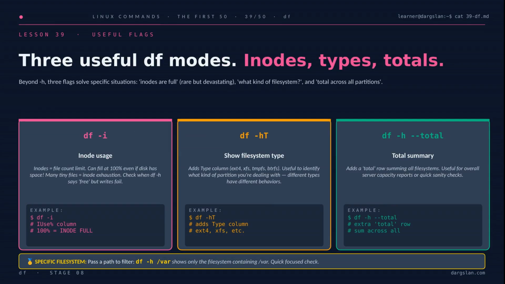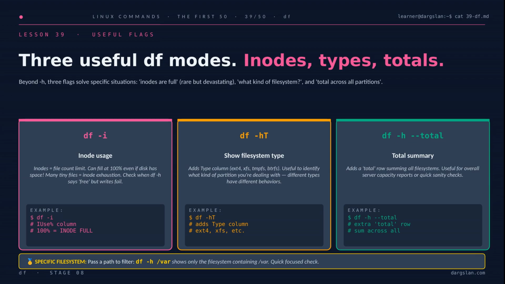Now, beyond the basic -h, 3 flags handle the weird edge cases. df -i shows inode usage, and here's the trap that bites everyone. A disk can report plenty of free space but still refuse writes because inodes, the file count budget, hit 100%. Lots of tiny files? That's your culprit.